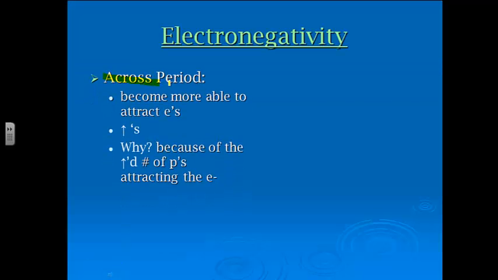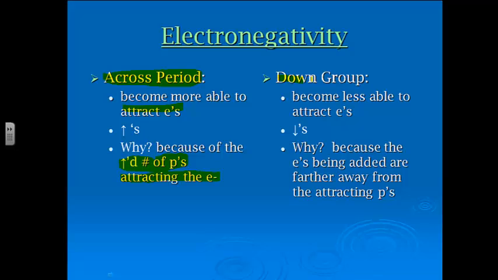Now for the why: as you go across the period, it becomes more able to attract electrons. Well, there's that same reason, that increased number of protons attracting the electrons. So it's just got more force behind it in order to attract them. As you go down the group, it becomes less able to attract the electrons. Why? Well, because the electrons being added are further away from the attracting protons. And again, we keep seeing these same two ideas, and it's all about the attraction between the positively charged protons in the nuclei and the negatively charged electrons, and how they are pulling each other towards each other, and how far apart they are, and how many there are. So again, we'll try to illustrate that.